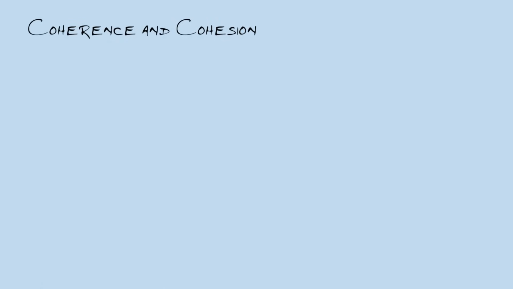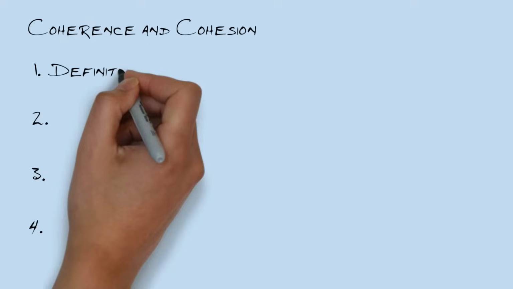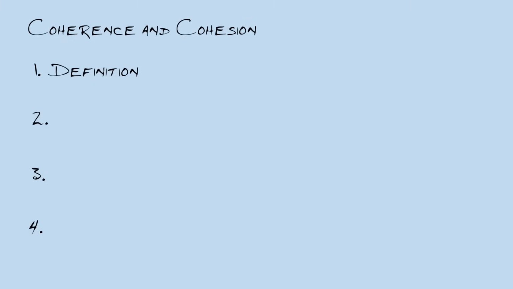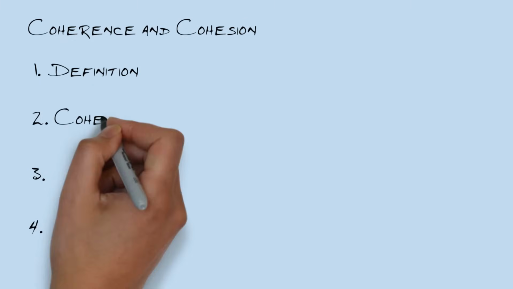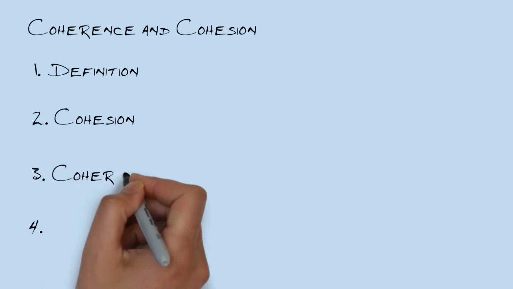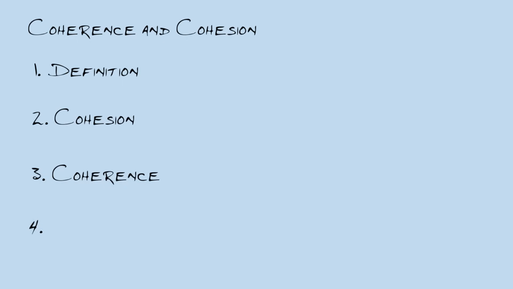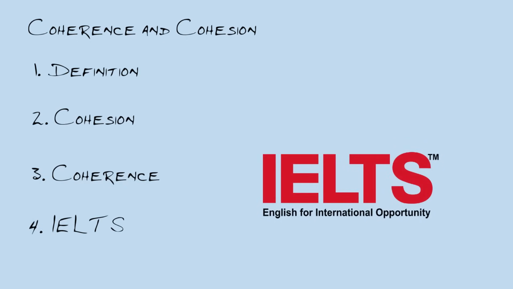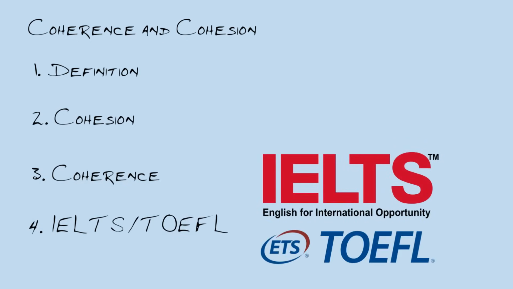So in this video we'll be looking at coherence and cohesion, and I'll be focusing on 4 different things. I'll begin with a brief definition of those terms so that we can understand what they are, then look in detail at ways to achieve good cohesion, ways to improve your coherence, and finally look at how the IELTS and TOEFL exams grade students' writing for coherence and cohesion. So let's begin with some definitions.